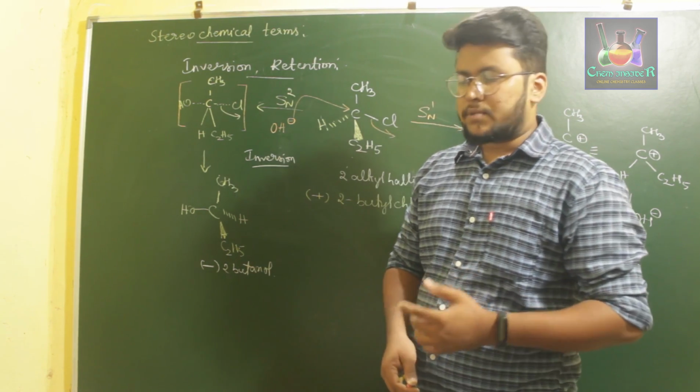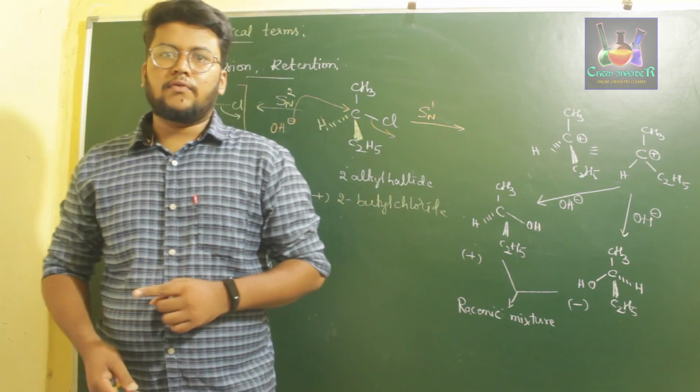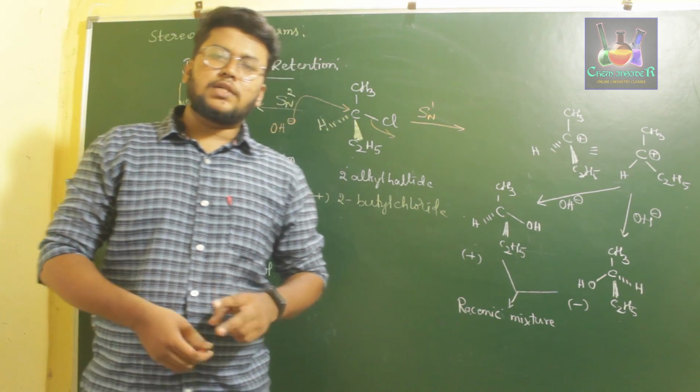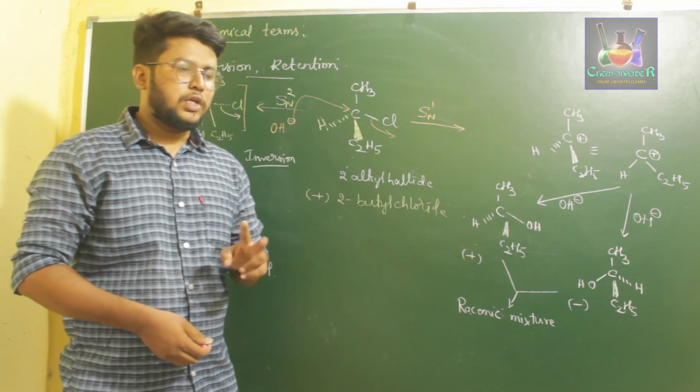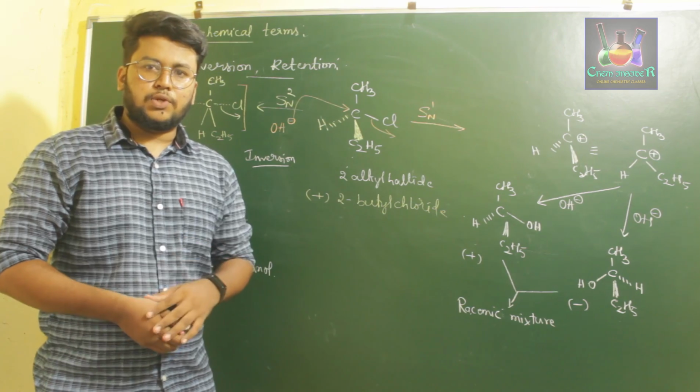We have two more types of reactions of haloalkanes. One is the reaction of haloalkane with metals, and the second one is the elimination reaction. We'll discuss those reactions in the next video.